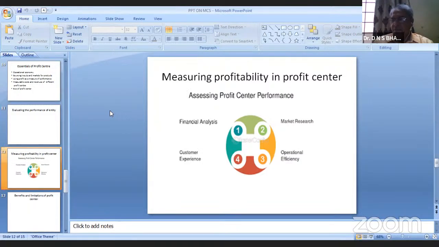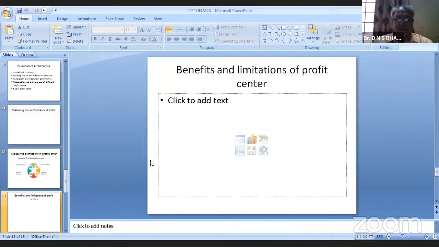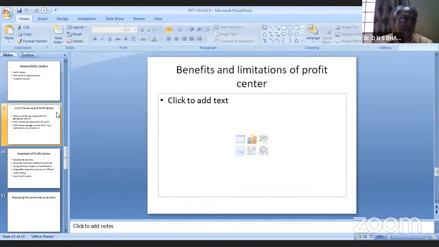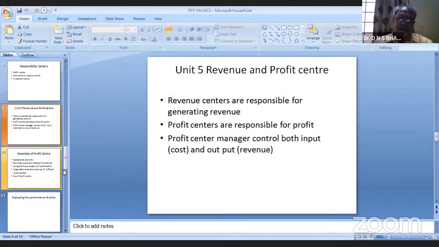So income before taxes is also to be considered. And lastly, net income is also a measure of performance for this. These are the other important areas where you have to concentrate. So this particular lesson, responsibility in the revenue and profit center, is an important lesson from your examination point of view also.